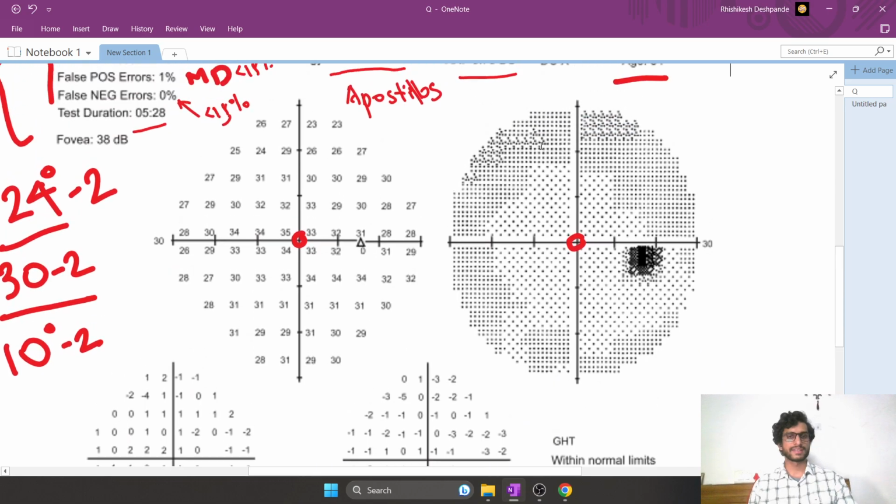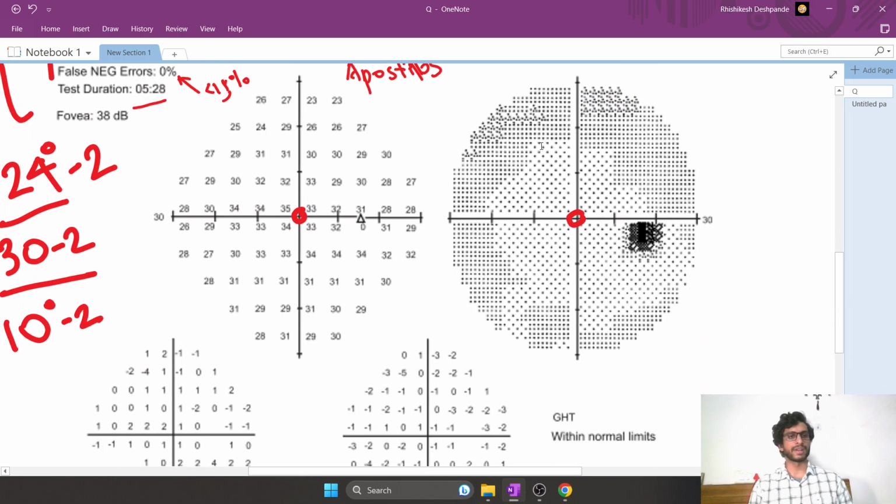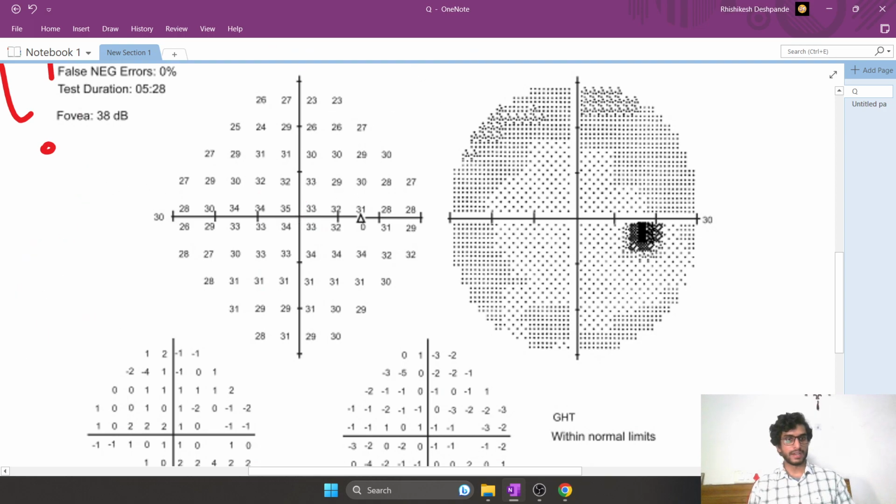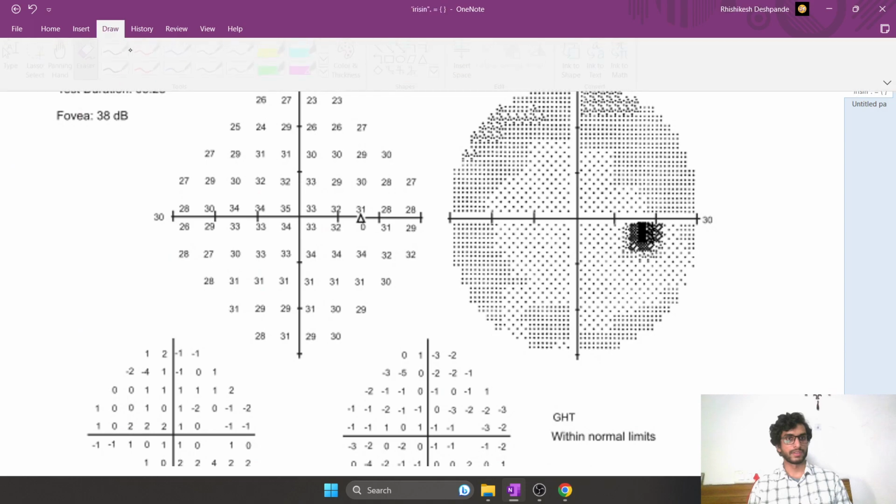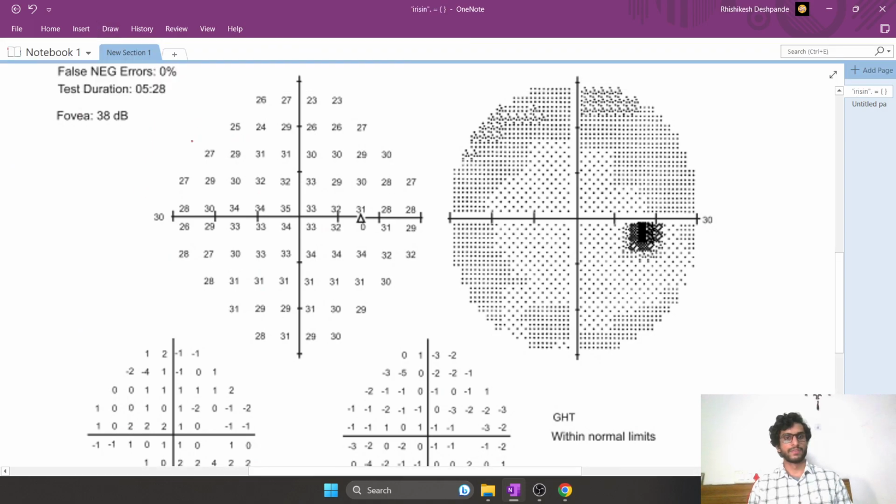Okay, so now let's come to generally what I consider the fun part. Let's look at this. Okay, so this is a threshold sensitivity map. What do you mean by threshold sensitivity map? This is basically a sensitivity map of the retina, whatever 24-2 or 30-2 that you have conducted. So this is the 24-2 protocol that has been carried out.